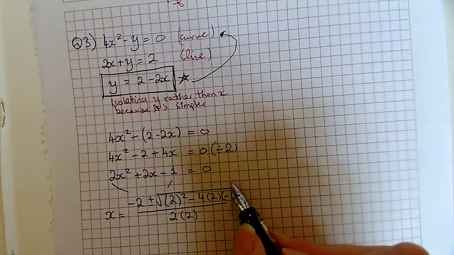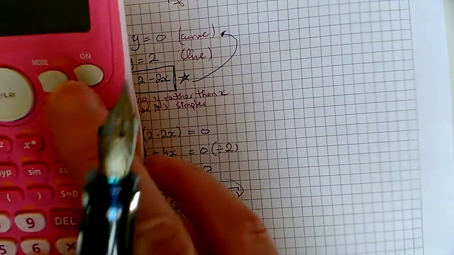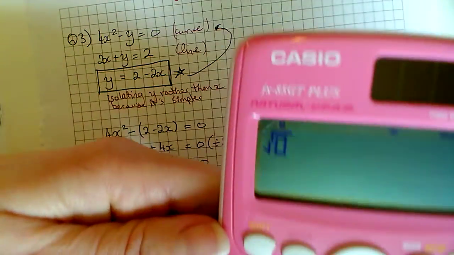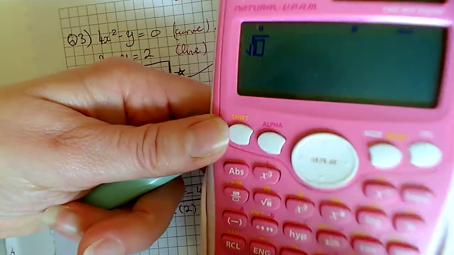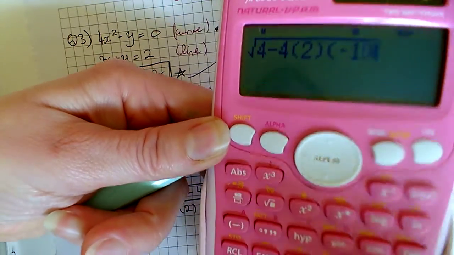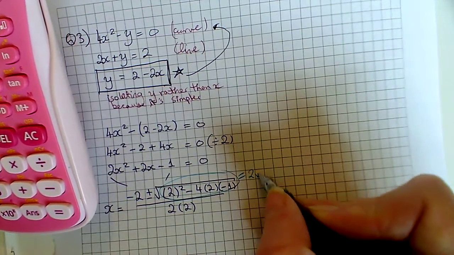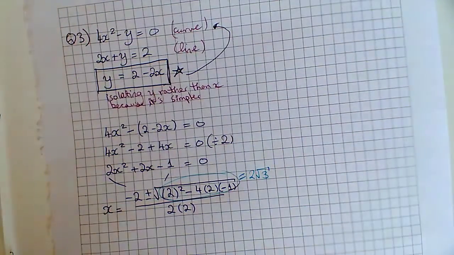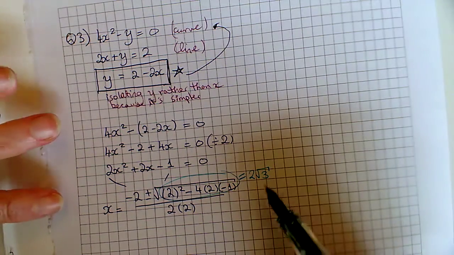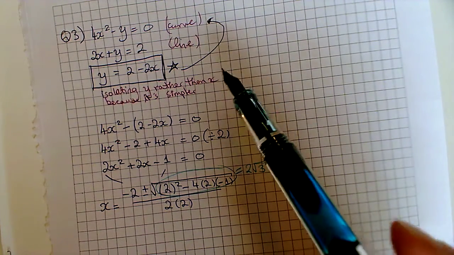We've got 4 plus 8, square root of 12. So, we're going to have a square root in our answer. Square root of 2 squared, which is 4, minus 4 by 2 by a negative 1. And that gives me 2 times the square root of 3. Now, that's probably right, but just because it's a little bit of an unusual answer, I'm just going to check, first of all, that I've taken it down right.